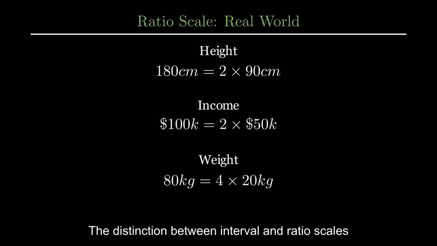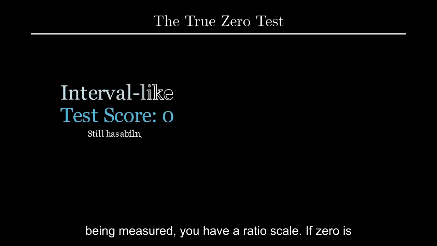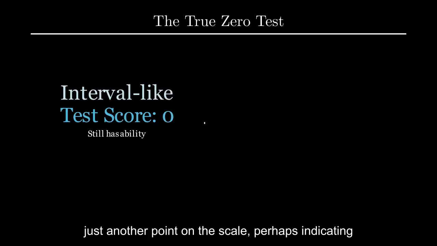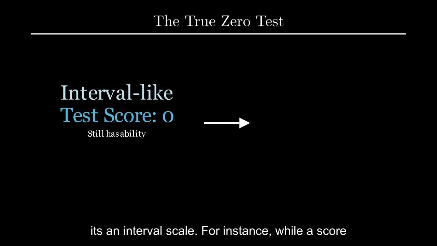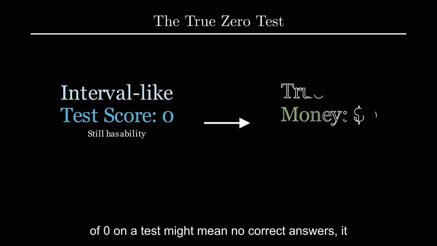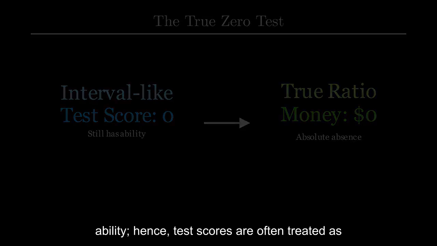The distinction between interval and ratio scales can sometimes be subtle, but the key is always the true zero. If zero truly means none of the quantity being measured, you have a ratio scale. If zero is just another point on the scale, perhaps indicating the absence of the property but not its total lack, then it's an interval scale. For instance, while a score of 0 on a test might mean no correct answers, it doesn't mean the test taker has zero knowledge or ability. Hence, test scores are often treated as interval, not ratio.